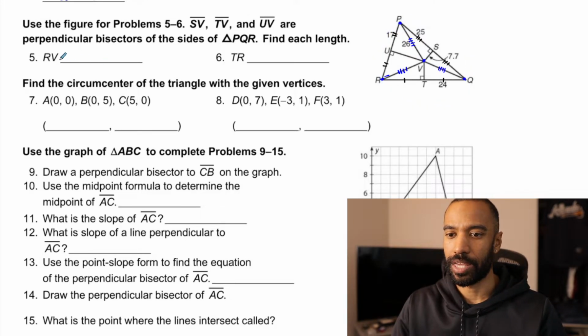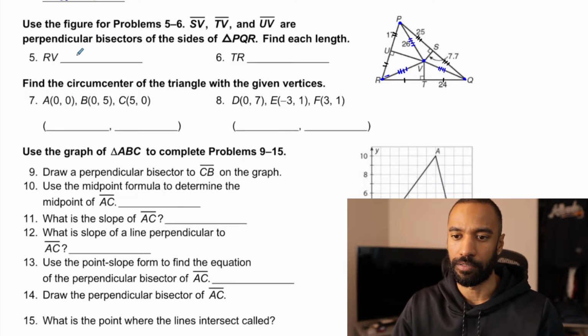So what is the length of RV? We know it's congruent to PV, and PV is 26 units in length. Therefore, RV is 26 units in length.